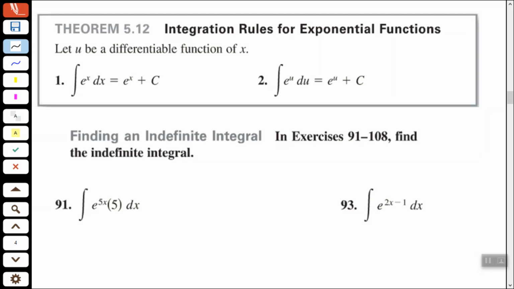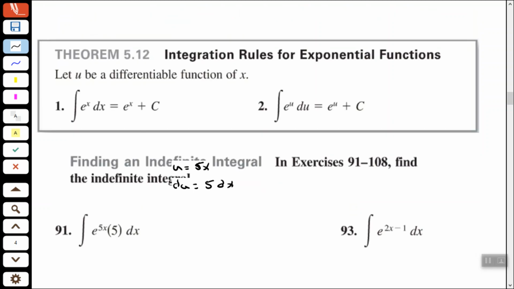All right, so the first thing that we want to try to do when we have these e with the powers is see if we can let u equal that exponent and see if the other part of the function that's remaining gives us some form of du. So here, if we let u equal 5x, then du equals 5 dx. So there we have it.